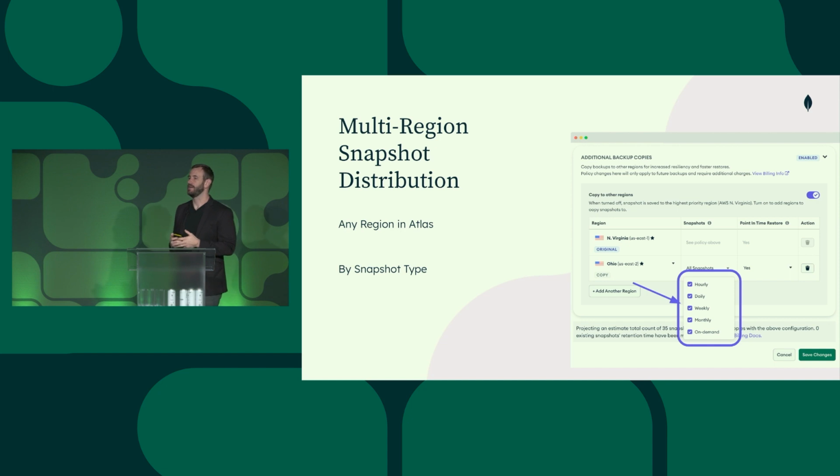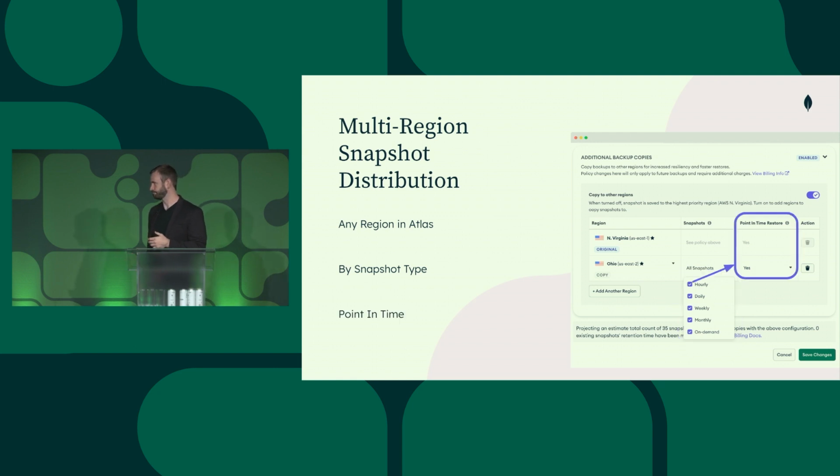So maybe you have a dev or a test environment in a second region and you want to be able to restore very quickly with your production data to start testing over there. And you only really care about that every week or so that you want to refresh that environment. You can choose to only copy over the weeklies. So this gives you good control over the additional cost that you would have by storing your backups in a different region.